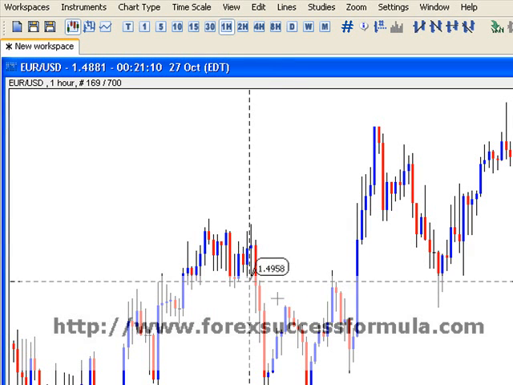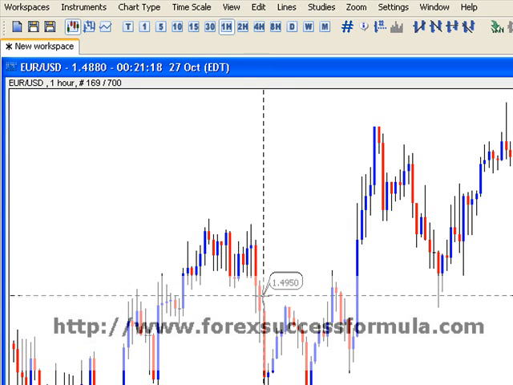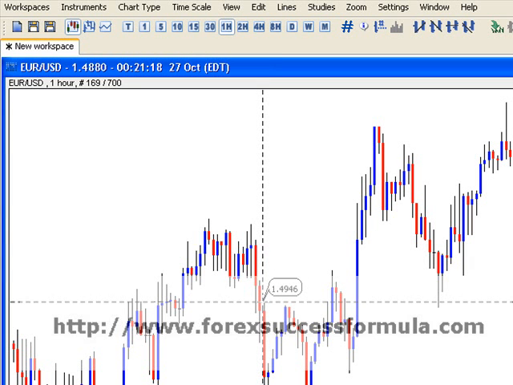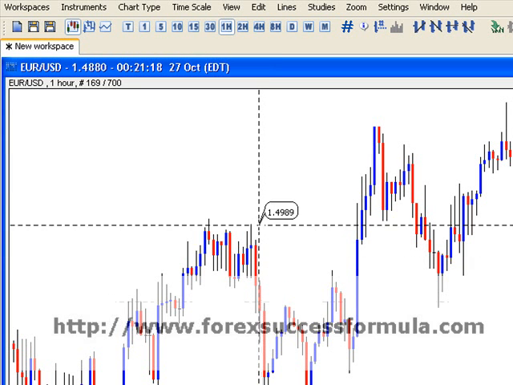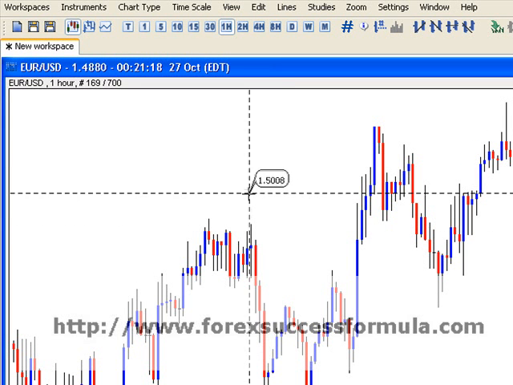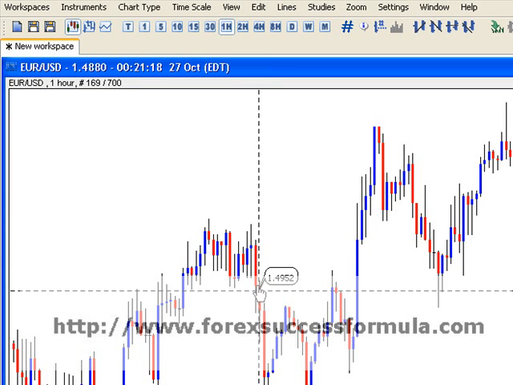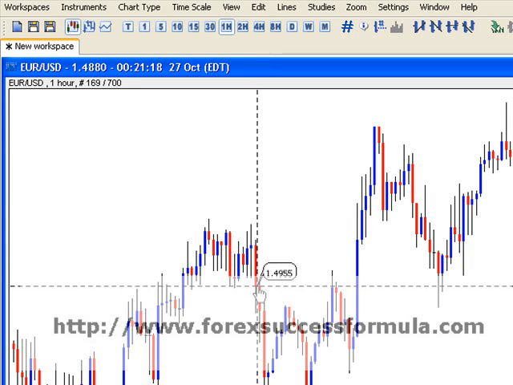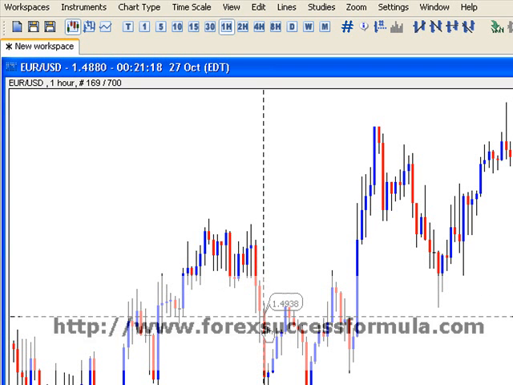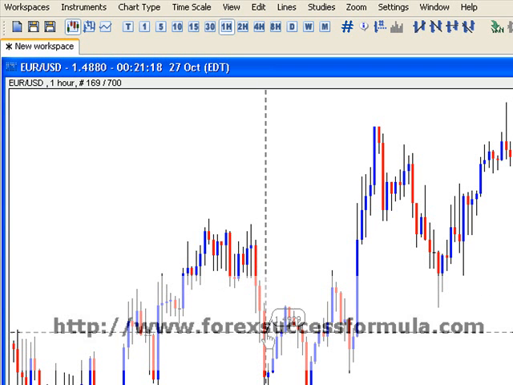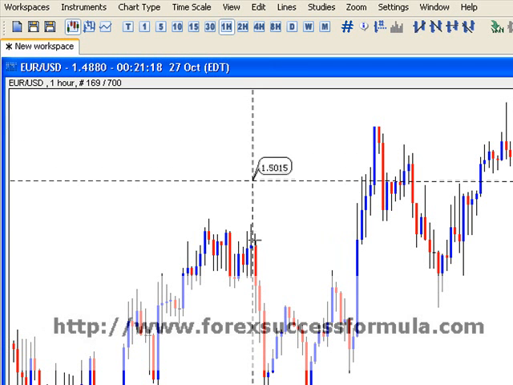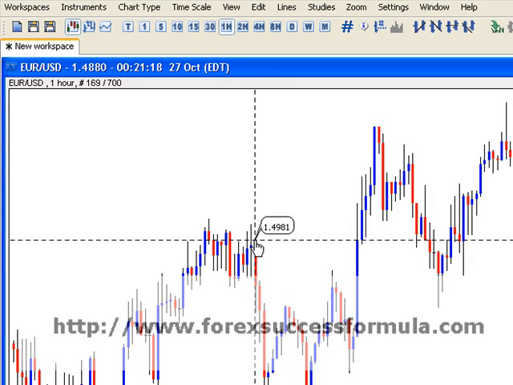The first thing is, as soon as your profit reaches 30 pips, I want you to move your stop loss to the entry point. So in this trade, if your trade opened here, which is 1.4955, as soon as you reach 1.4925, I wanted your stop loss to move to the entry point. So from this moment onwards, your trade can never end in a loss.